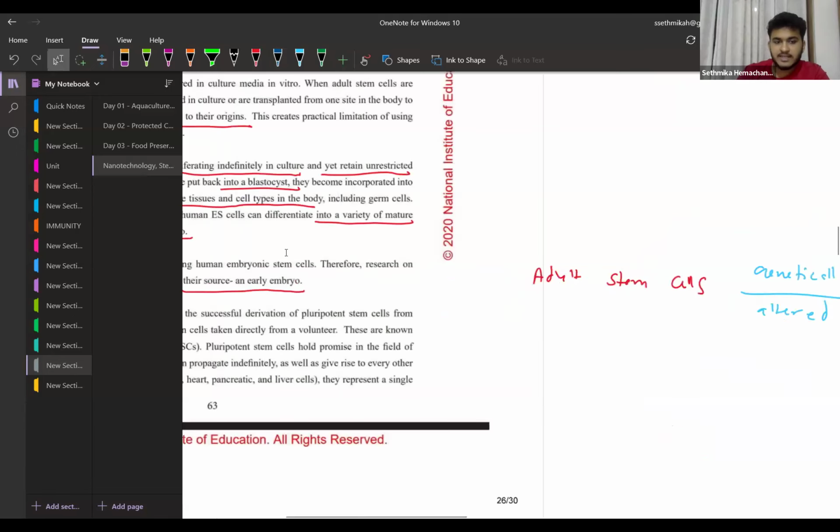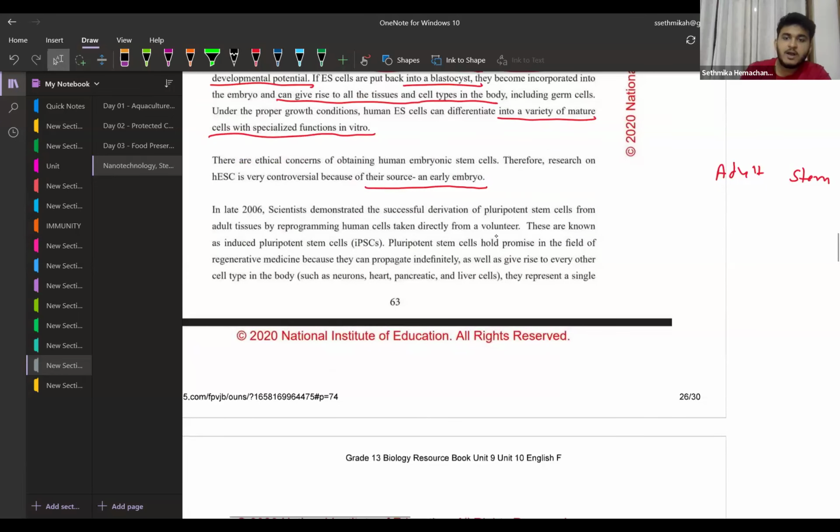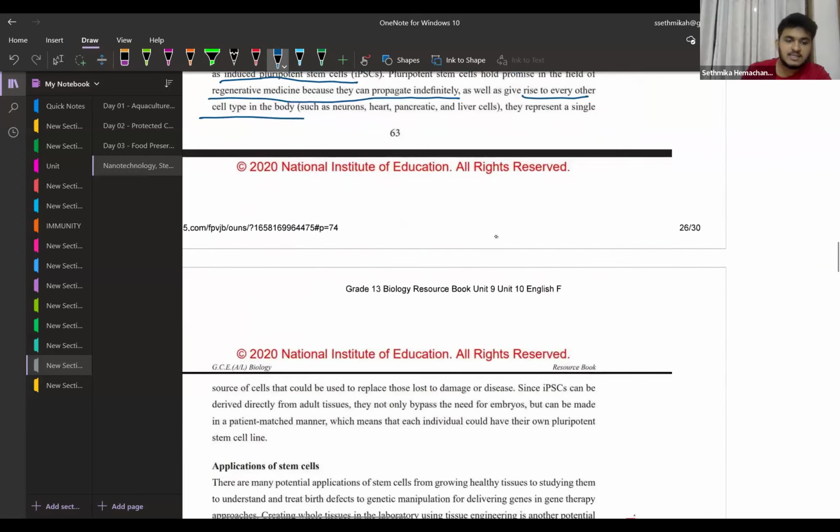Okay, so that's what they say here. In late 2006, scientists demonstrated the successful derivation of pluripotent stem cells from adult tissues by reprogramming human cells taken directly from a volunteer. Okay, these are known as induced pluripotent stem cells. Pluripotent stem cells hold promise in the field of regenerative medicine because they can be propagated indefinitely as well as give rise to every other cell type in the body, such as neurons, heart, pancreatic, and liver cells. They represent a single source of cells that could be used to replace those lost due to damage and disease.